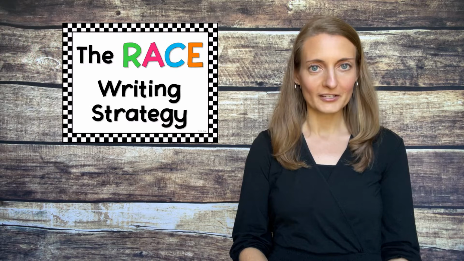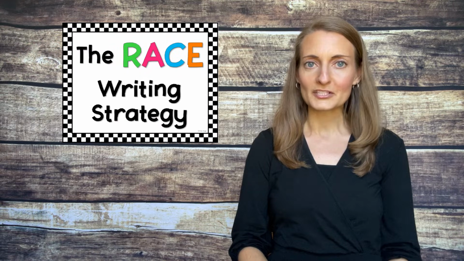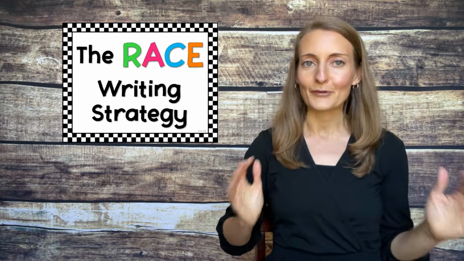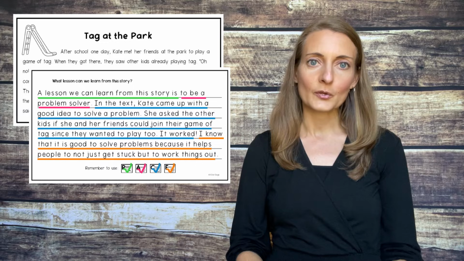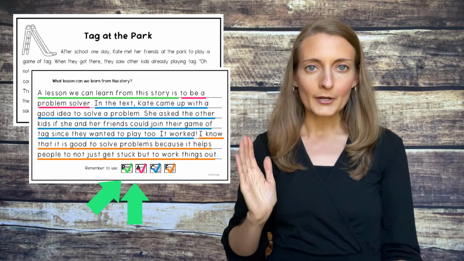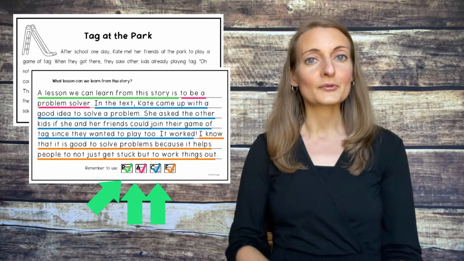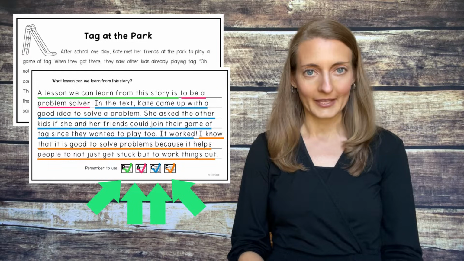Everyone, welcome back. This video series is all about how to use a special writing strategy that will help you answer questions about something you have read, the RACE strategy. Remember last time we looked at the story called Tag at the Park, and we wanted to be sure that we had the R part, the A part, the C part, and also the E part, which stands for explain.